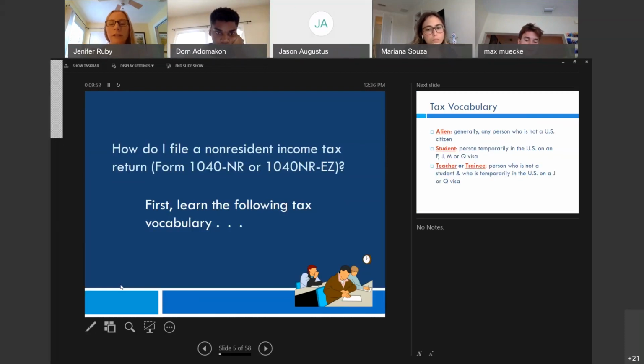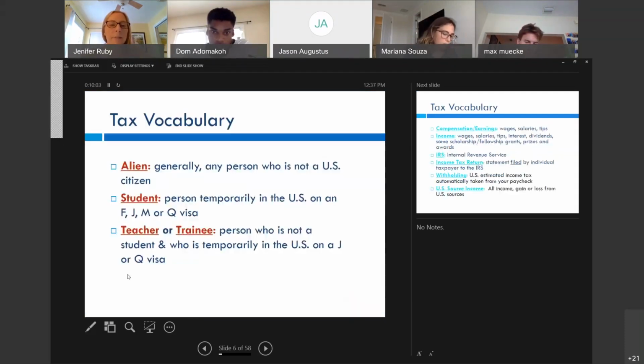All right, so to get started, we're going to go over some vocabulary, because the terms might be new to you or complicated. So let's look at some of the tax vocabulary. An alien, which is just a weird term to use for anybody, but we do use that in reference to anyone who's not a U.S. citizen. Student will refer to anyone on a student visa of an F, J, M, or Q status, and a teacher or trainee who's not a student in the U.S. on a J1 or Q1 visa.